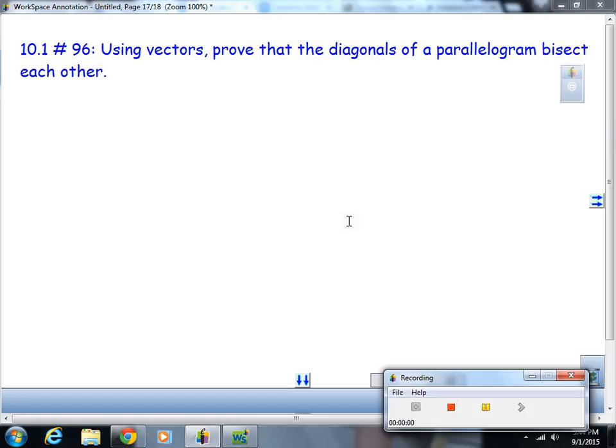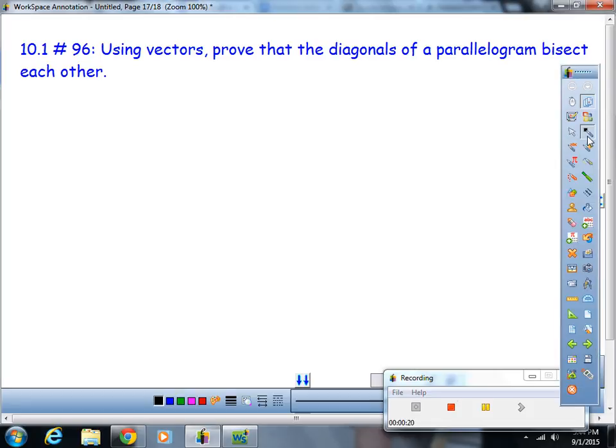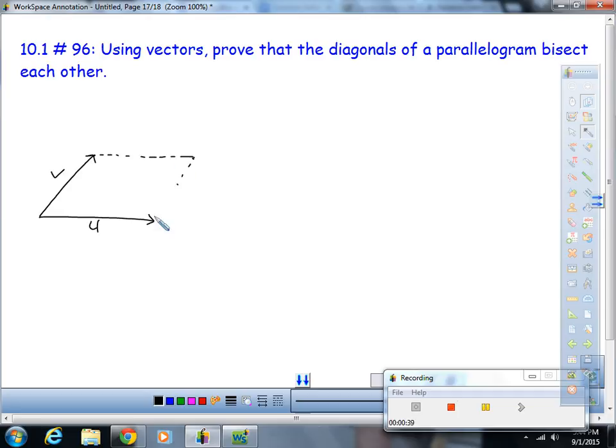Okay, so you can see here we've got 10-1 number 96: using vectors, prove that the diagonals of a parallelogram bisect each other. So here we've got vector u and vector v, and remember that they don't have any location.